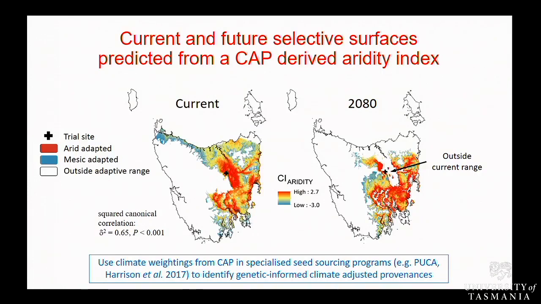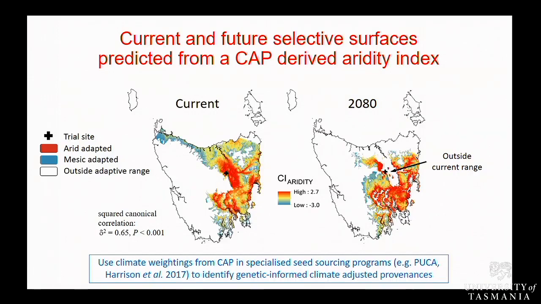When we project this into the future, we can see on the selection surface that potentially a large proportion of the northern Midlands will be outside the adaptive range of this species. And our restoration site may potentially be at the adaptive limits of this species.